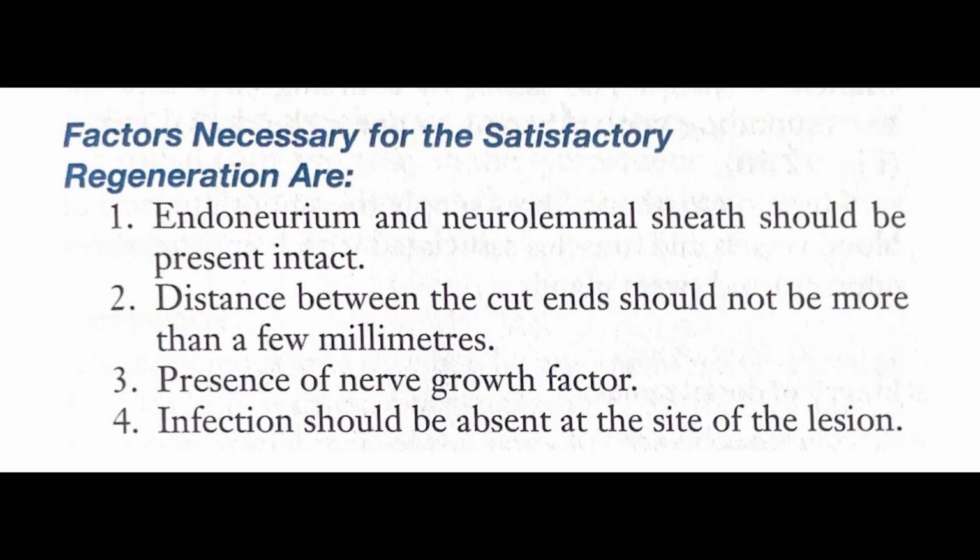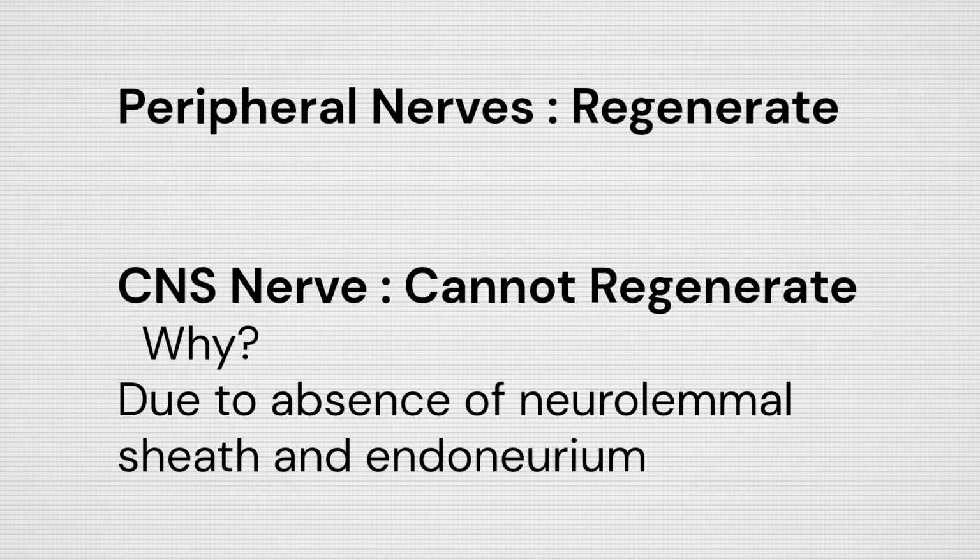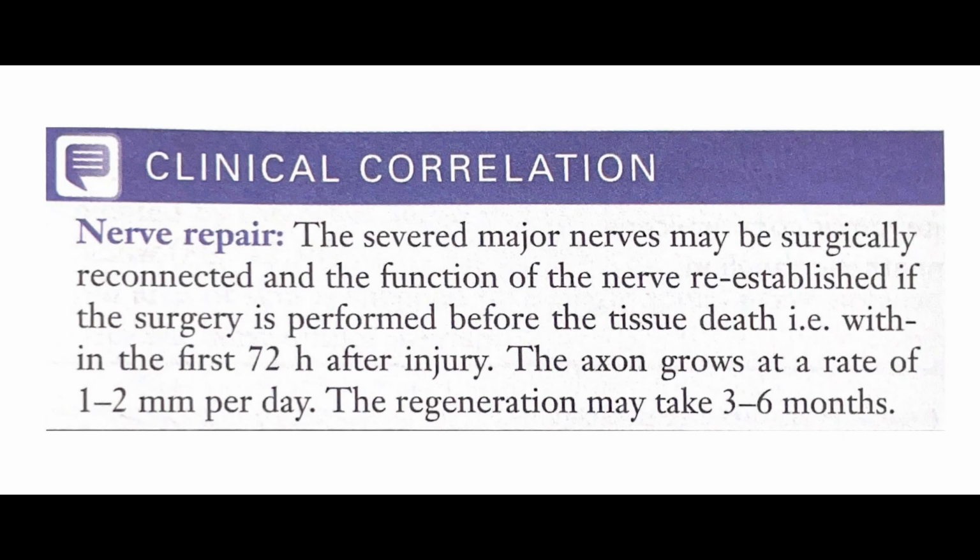Factors necessary for satisfactory regeneration are: first, endoneurium and neurolemmal sheath should be present intact. Second, distance between the cut ends should not be more than a few millimeters. Third, presence of nerve growth factor. Fourth, infection should be absent at the site of lesion. The peripheral nerves, if damaged, may regenerate, but the nerve fibers within the CNS, that is central nervous system, cannot regenerate after damage due to the absence of neurolemmal sheath and endoneurium.